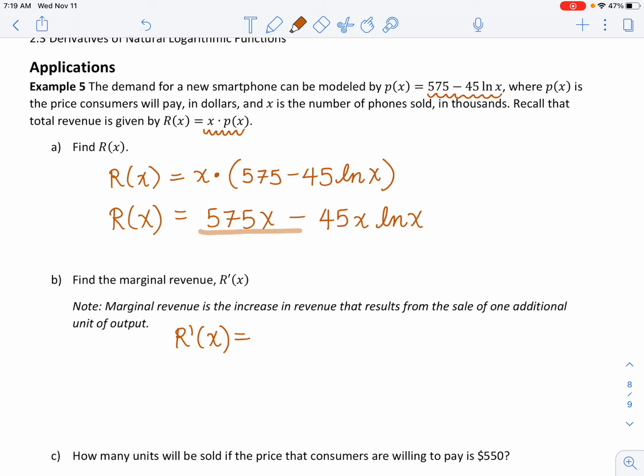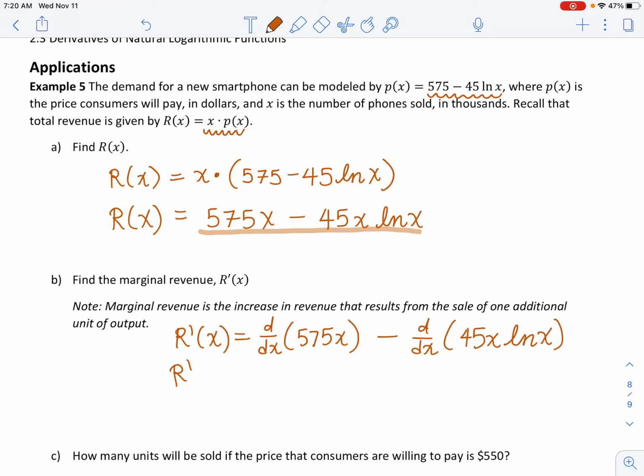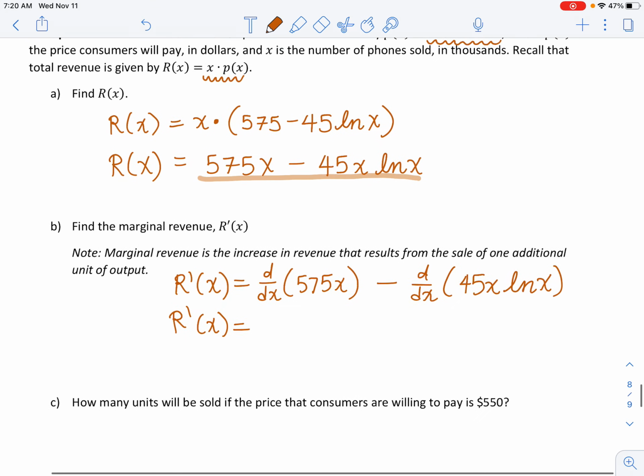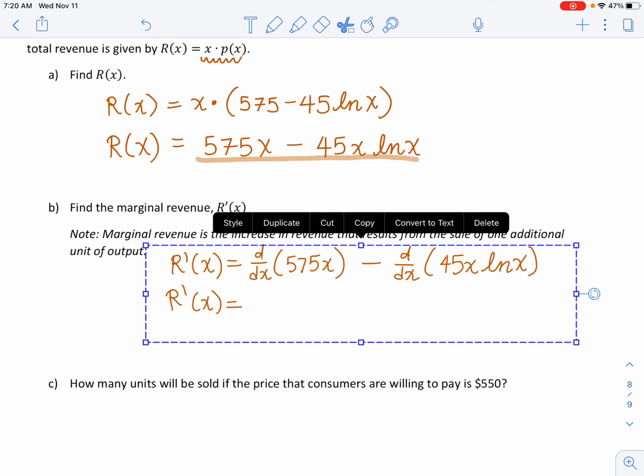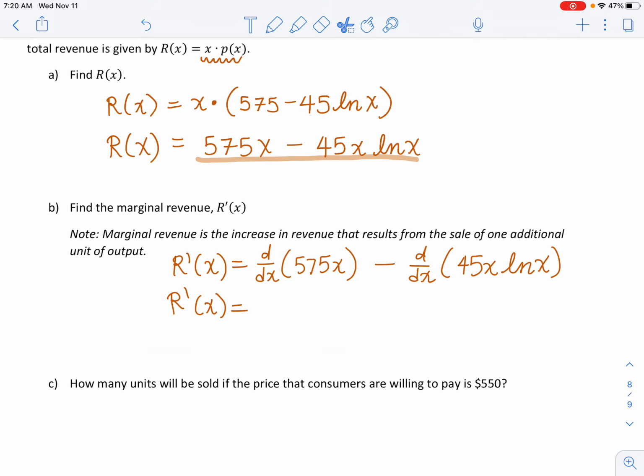All right, derivative. I'll go ahead and take the derivative of this. First, the derivative of 575x minus the derivative of this 45x times natural log of x. In this video, I'm trying to be as detailed as possible because I know you're watching this. During class, you can stop me and ask me questions, but right now in this asynchronous lesson, you can also drop me a comment or email me if you're not understanding certain parts.